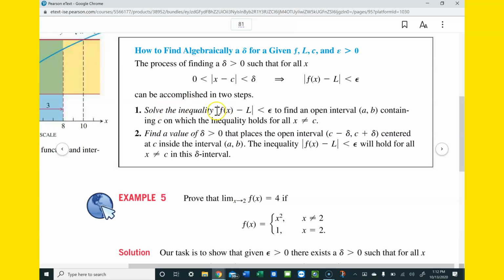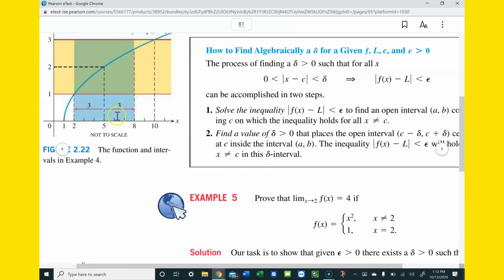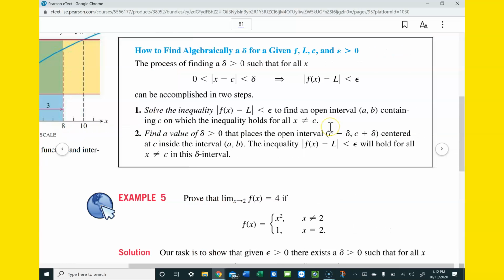Step 1, solve the inequality absolute value of f of x minus L is less than epsilon. So solve this part to find an open interval a to b containing c on which the inequality holds for all x not equal to c. So in other words, solve this thing first. All right, and that's going to give you this interval, which is kind of what we found, 2 to 10. The interval from 2 to 10, that's what we found in the previous example.